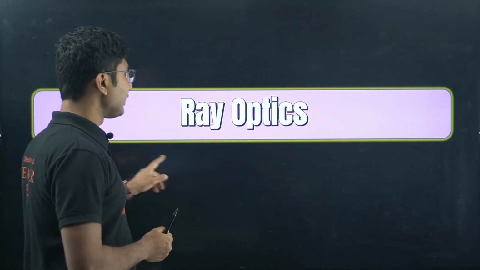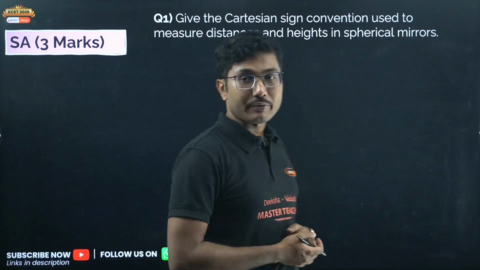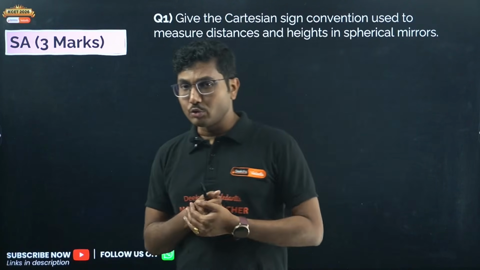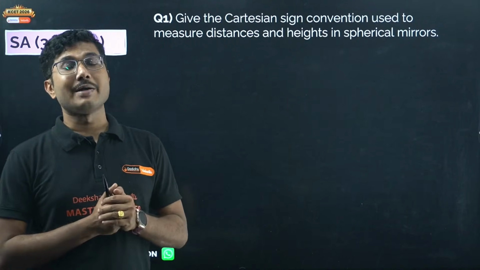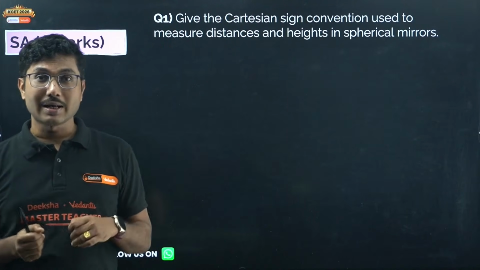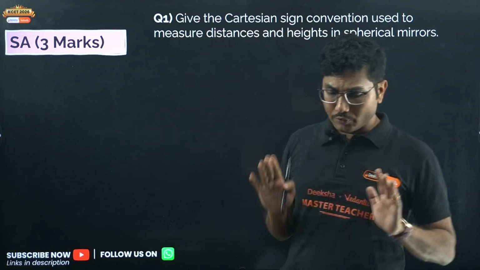Now let us move to the next chapter, ray optics. From this chapter we can expect 2-3 marker questions as well as 5 marker long answer type questions and 5 marker numericals. Both have high chances of coming from this chapter. We will practice everything, don't worry.